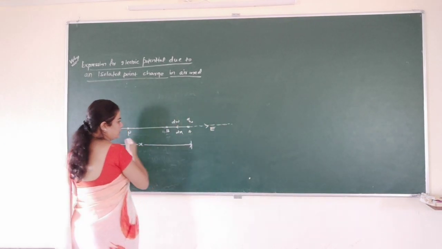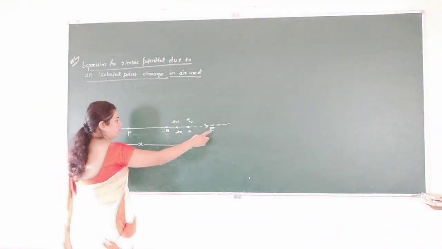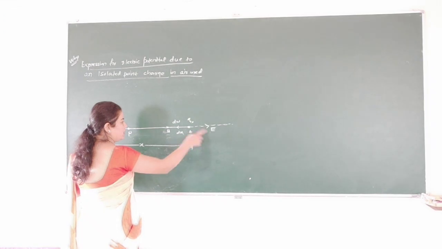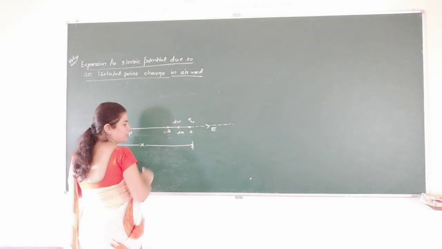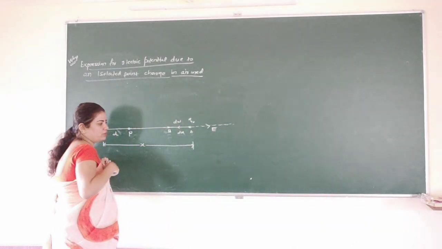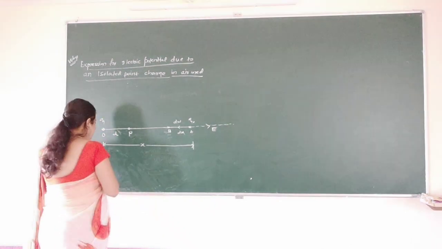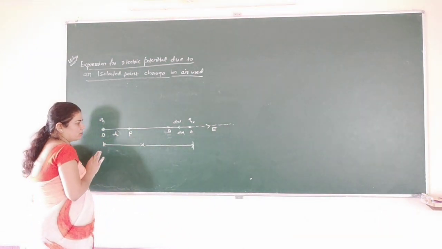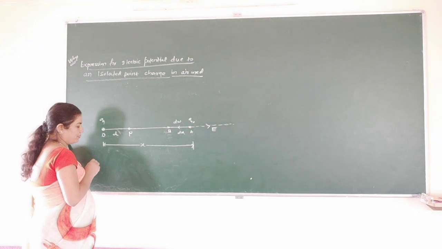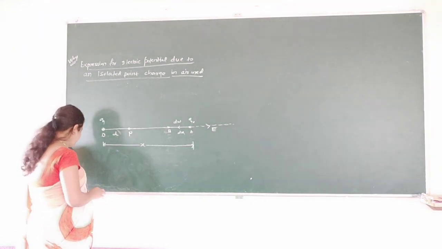So, this is the diagram. Here, electric field and displacement are in opposite direction, so negative work is going to be done. This is the detailed, neat diagram. What is there in this diagram, we will write here.